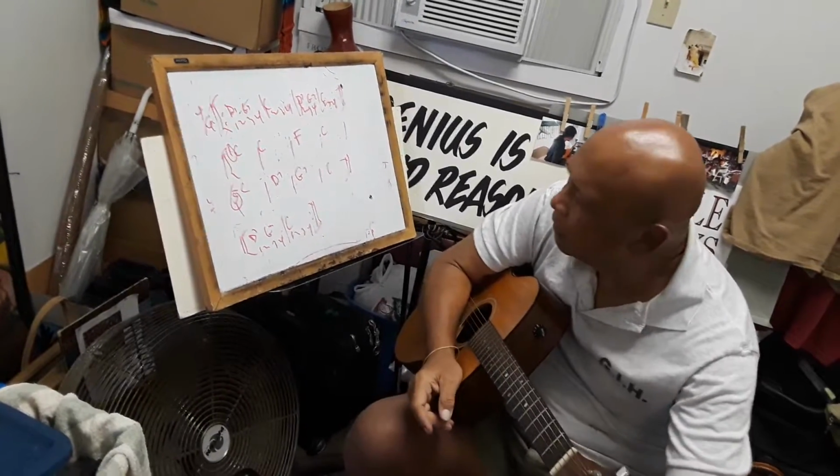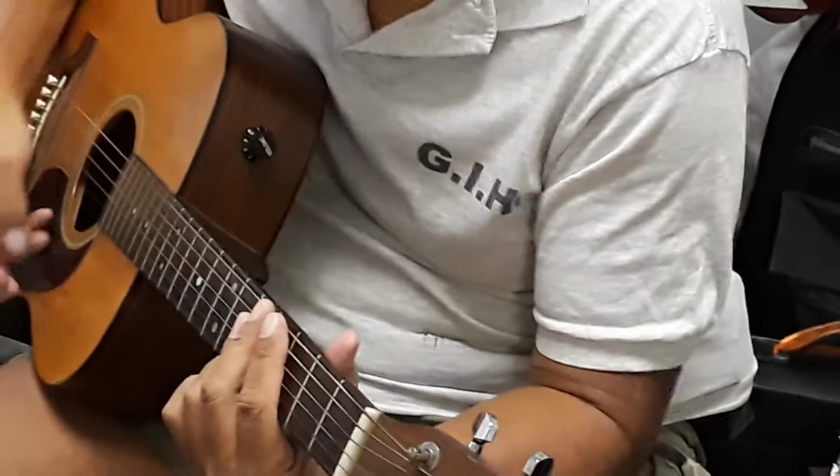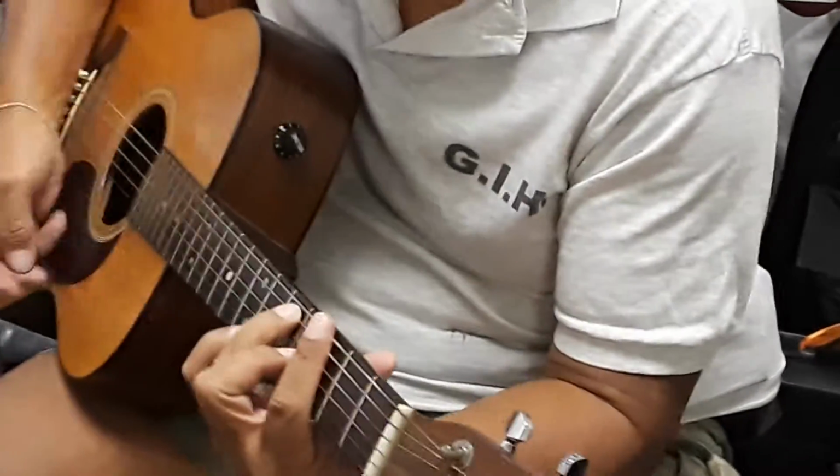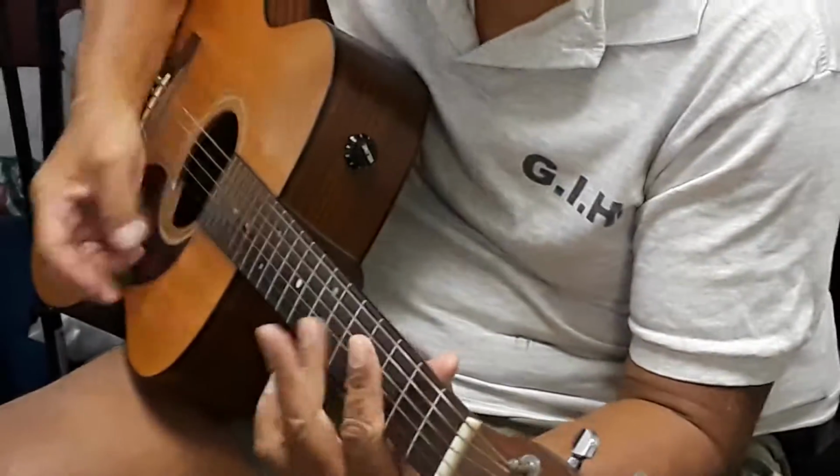Ready? Watch this. 2, 3, ready? D7, G7. Aloha, ladies and gentlemen. Welcome to the Hilton Hawaiian Village. 4, and then the song starts.